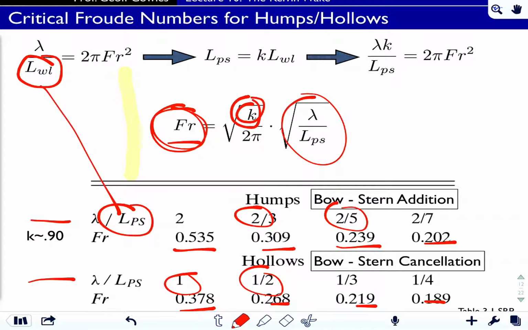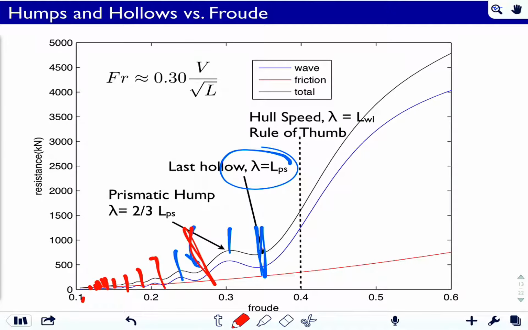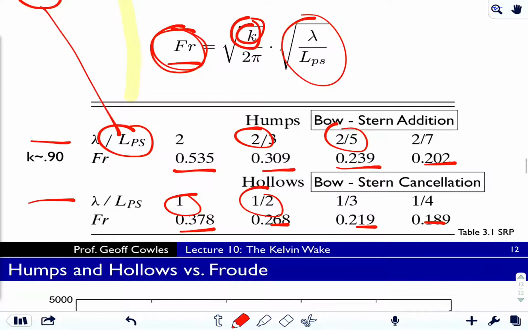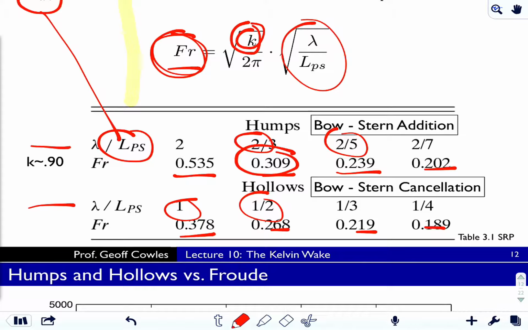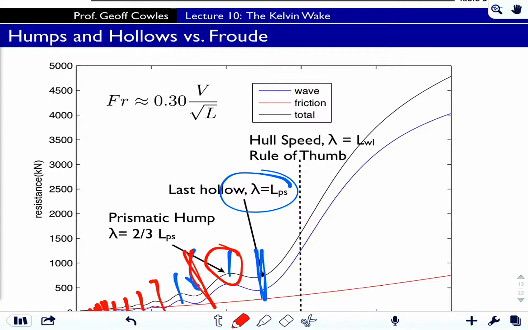So you can see here these key places. I think I have it in the next slide here. I do have this last hump here, which is known as the prismatic hump, 2/3 LPS. So I come back here, that's right around here. This is the prismatic hump.